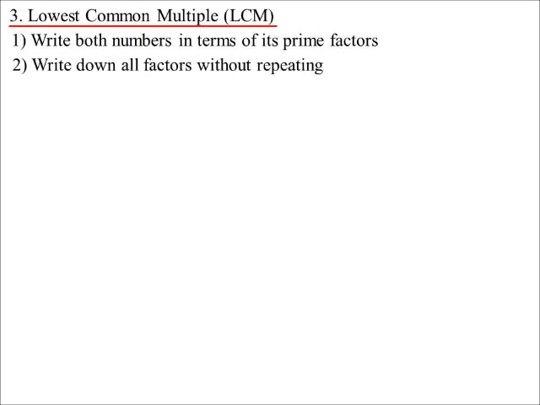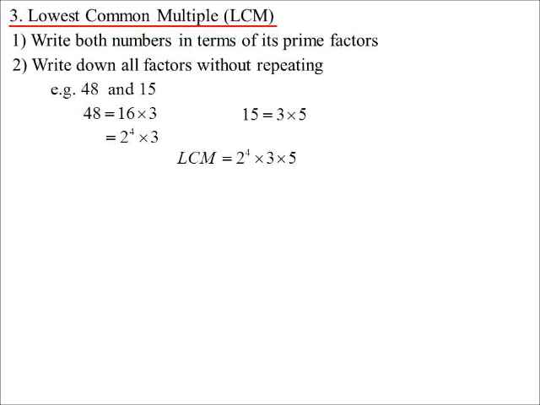Then there's another skill we use with those prime factors, which is finding the lowest common multiple of 2 numbers. So this time it's the smallest number that both numbers go into. Again you'd start off by writing it, but this time you write down all the factors without repeating. So let's make a simpler one. We'll pick a couple of small numbers, 48 and 15. So 48 is 16 times 3, which gives me 2 to the power of 4 times 3. 15 is 3 times 5, and that's the best I can do. So the lowest common multiple, 2 to the power of 4 times 3 times 5, turns out to be 240.